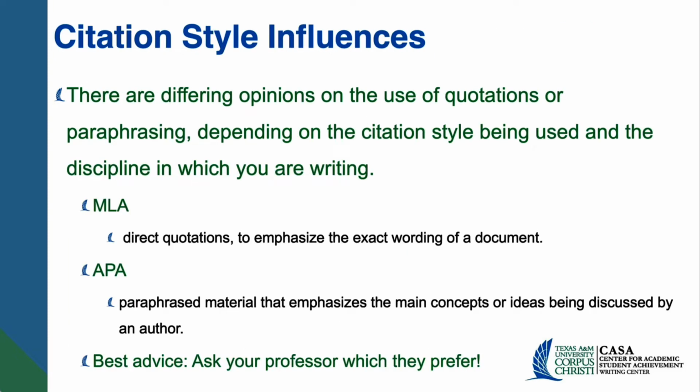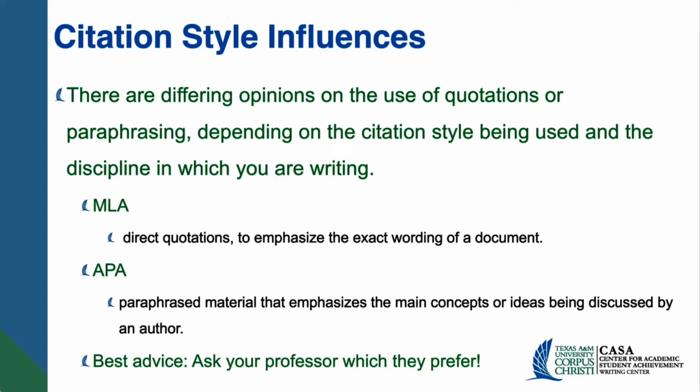Now, each citation style is going to have different types of influences. For the majority of this presentation, we are going to focus on MLA and APA as they are the most common ones. But all citation styles have different influences depending on which citation style you are using. MLA, or the Modern Languages Association, tends to focus on material researched about literature. So MLA tends to emphasize using the exact wording of a document. So they're more prone to using direct quotations.